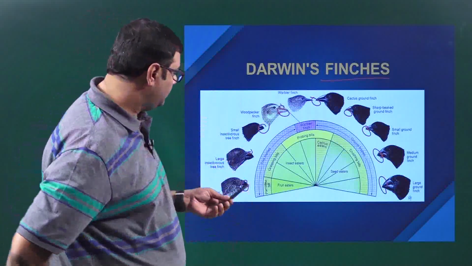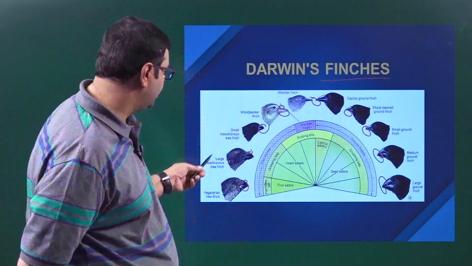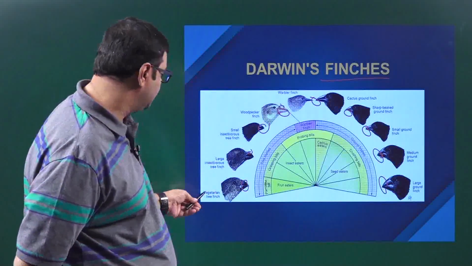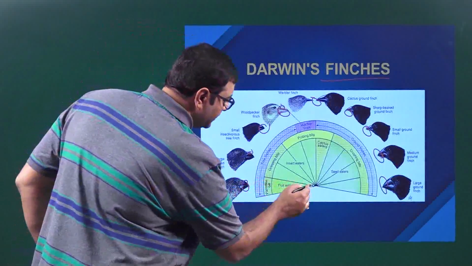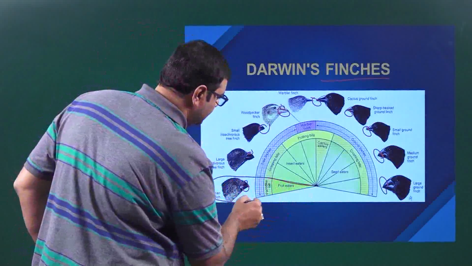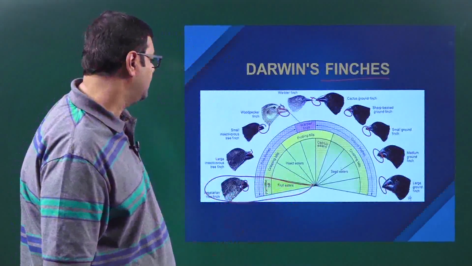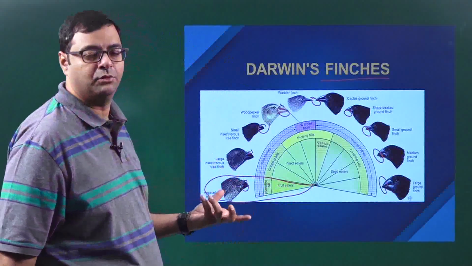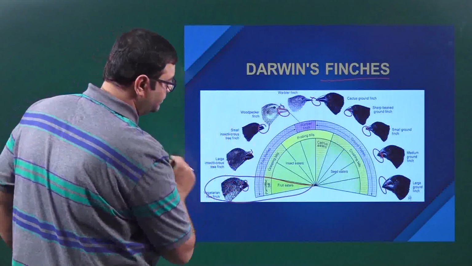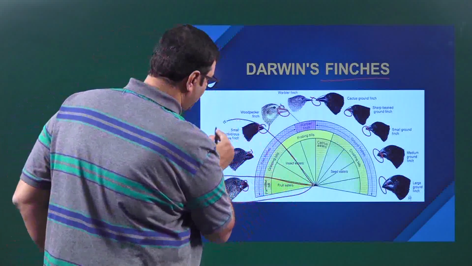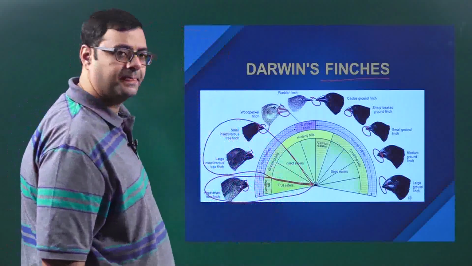Okay, right? Now you have three finches here: small insectivorous tree finch, large insectivorous tree finch, and vegetarian tree finch. Now the first one, the vegetarian finch, is a fruit eater. They used to eat fruits. Now these two finches, large insectivorous tree finch and small insectivorous tree finch, are insect eaters. Okay, right?